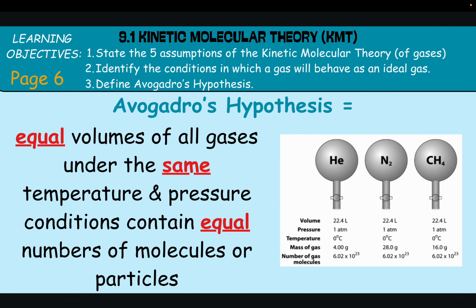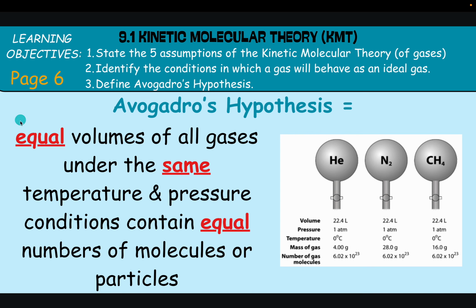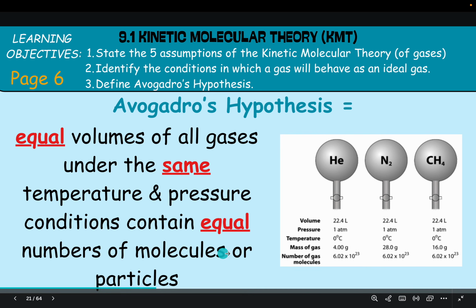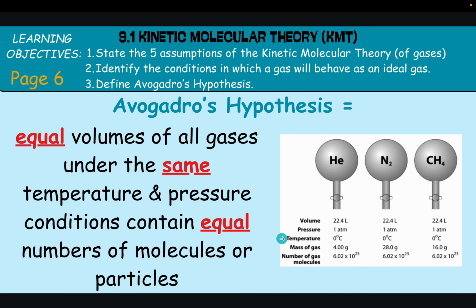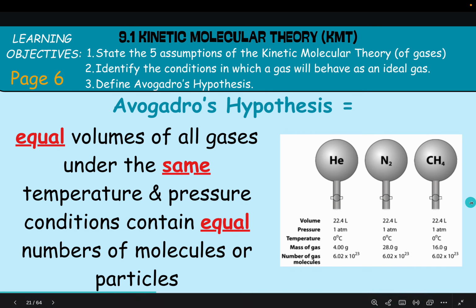All right, last thing is Avogadro's hypothesis. Avogadro's hypothesis states that equal volumes of all gases under the same temperature and pressure conditions will contain equal numbers of molecules or particles. Okay, so look at this again. We talked about volume, pressure, and temperature being the three main properties of gases that are going to become important for this unit. So if volume, pressure, and temperature are all the same for any kind of gas, this hypothesis states that the number of molecules or particles in that sample will be equal to each other.